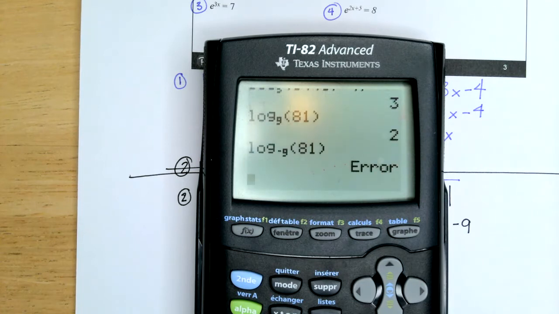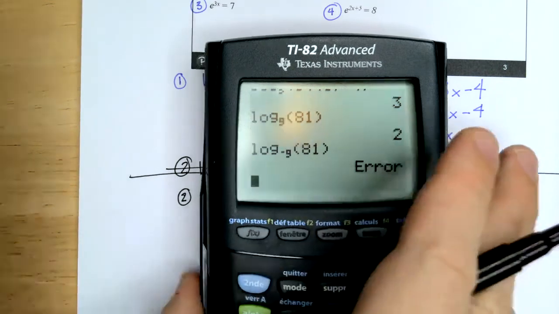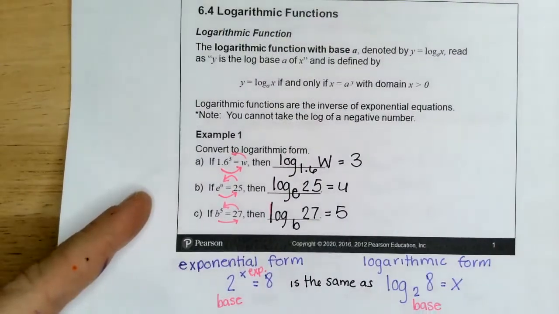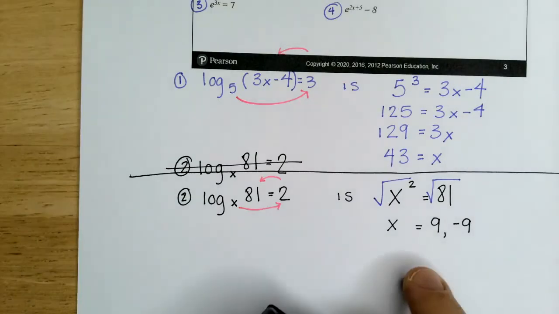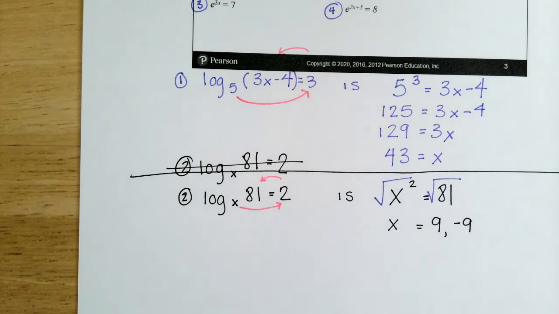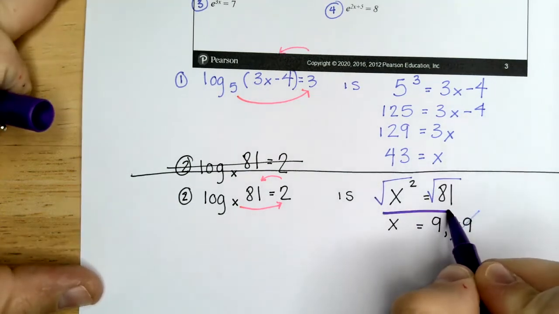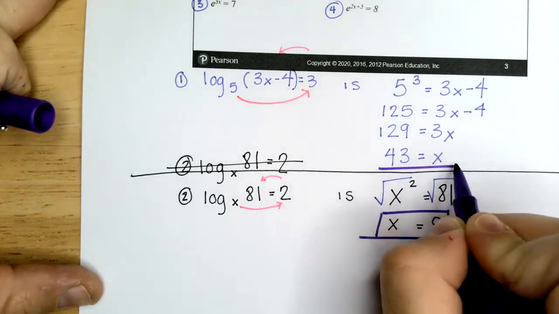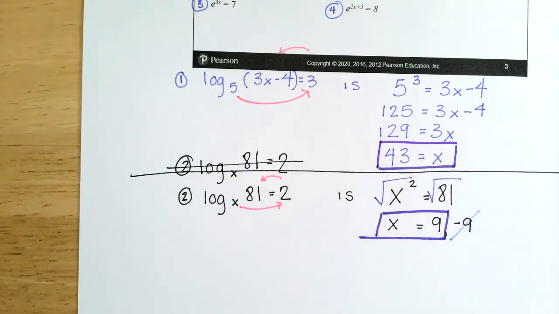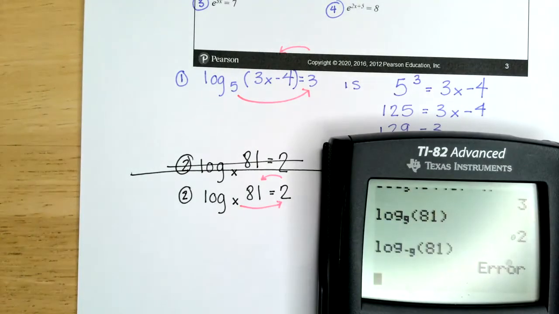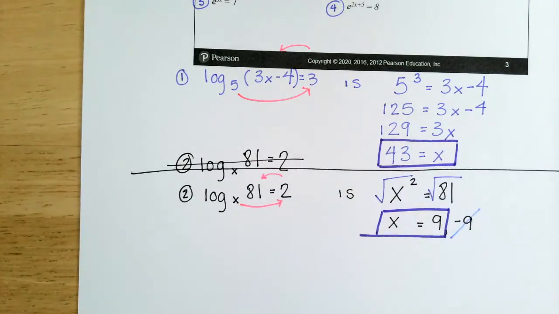So remember on our first page, it said you cannot take the log of a negative number. So negative 9 is not a possible solution. X is only 9. Good? Our calculator will always tell us when we've done that.